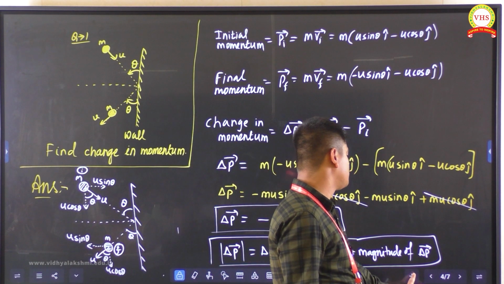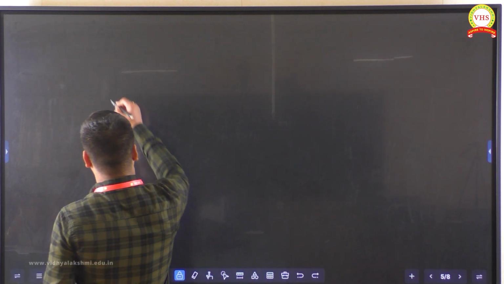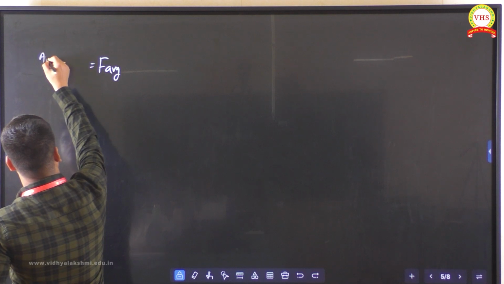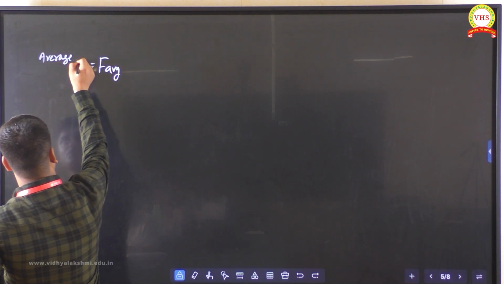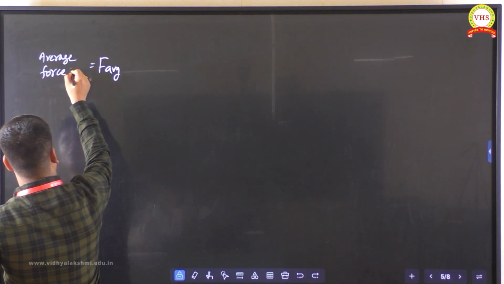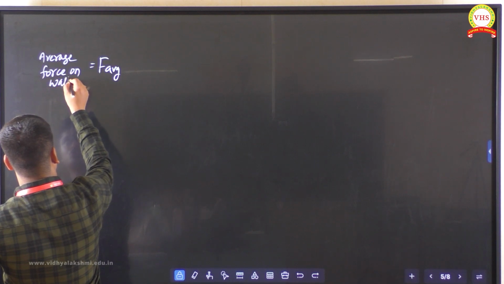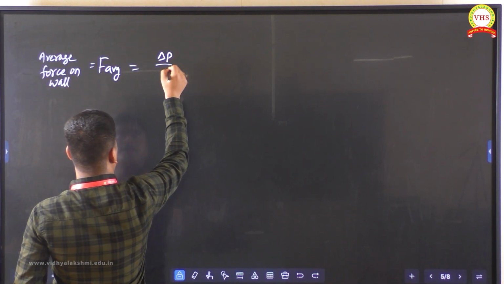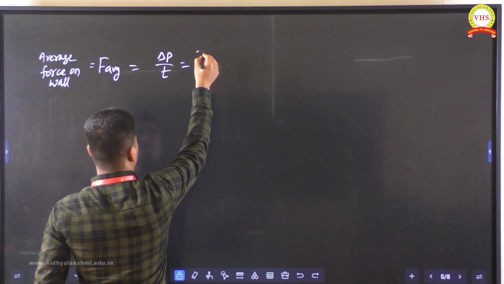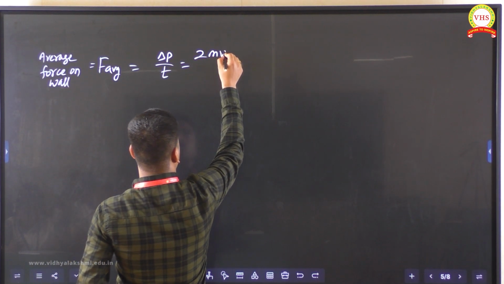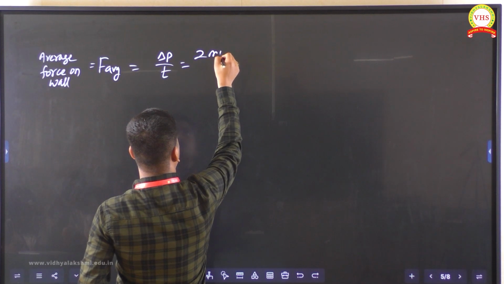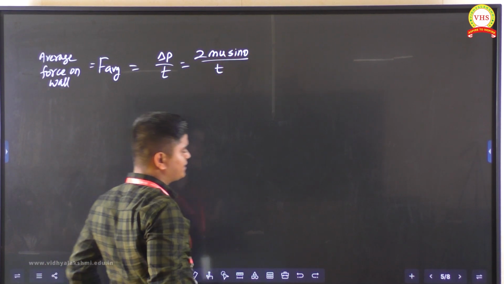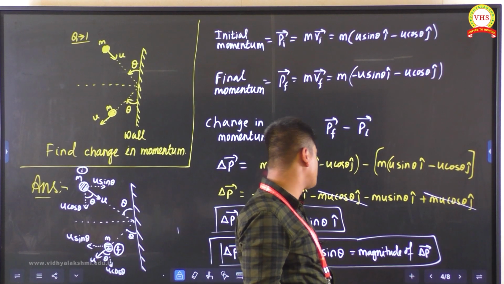Now listen here. Suppose in this case, sometimes they can ask what is the average force on the wall? Now that will be your change in momentum by time. This time will be given. So what is the change in momentum here? 2 mu sin theta by t. That is your average force.